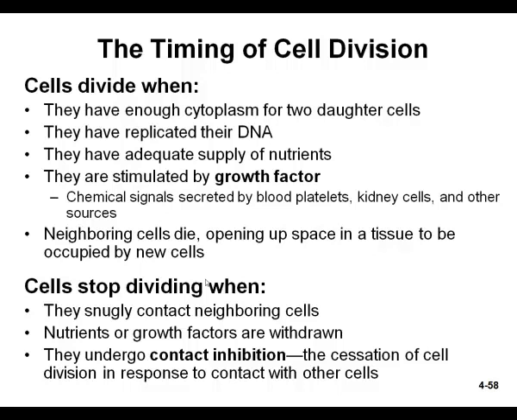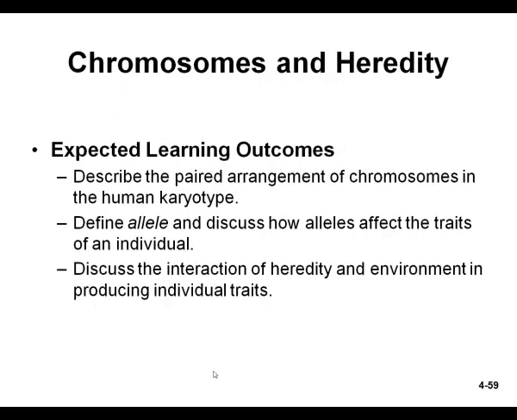The cells will divide when they have the stimulation by growth factor, when they also need adequate nutritional supply. Not all the cells will divide. Some cells do not divide at all. We call that they enter the G0 phase. If they're snugly in contact with the neighboring cells, they don't have enough stimulation. They can also undergo inhibition of growth by the surrounding cells or by their own, telling them it's not time now to divide. Like our muscle cells and our nerve cells, they don't divide at all.